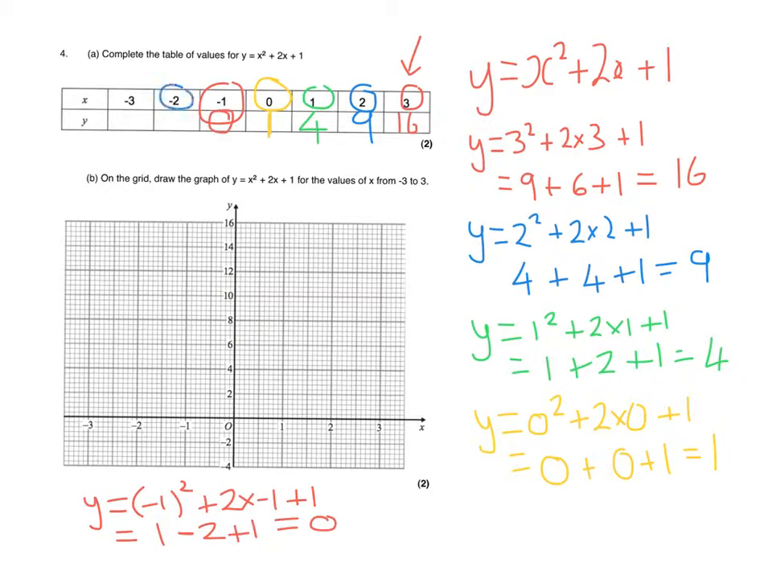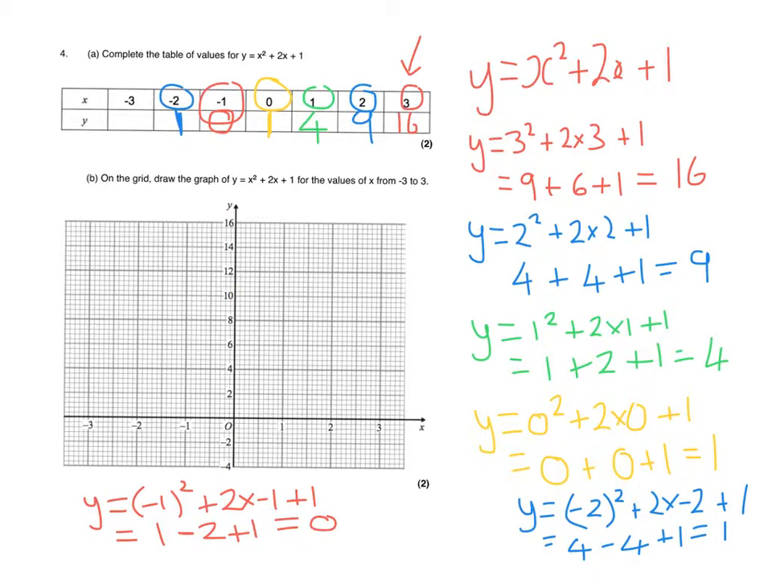Then I'm substituting in negative 2. So if I do that over here, I've got y equals negative 2 squared plus 2 times negative 2 plus 1. Negative 2 squared is 4. 2 times negative 2 is minus 4. Add 1. 4 take away 4 is 0. Add 1 is 1. So you can see some reflection here. So it should be that the next answer is 4 if it's starting to go back on itself.